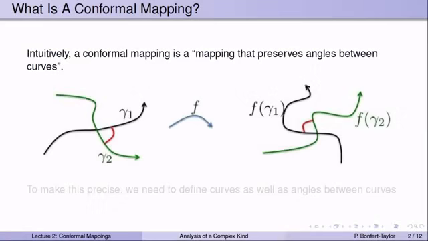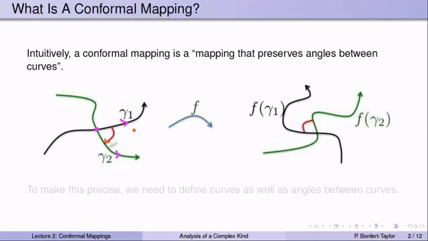What is a conformal mapping? Intuitively, it's simply a mapping that preserves angles between curves. What I mean by that is the following. Look at these two curves, gamma 1, and let's give it an orientation, and gamma 2. They intersect at this point that I drew right here, and if you look from this point in the direction of gamma 1 and then look over to where gamma 2 is, that gives an orientation to the angle between those two curves. That's the angle between the curves I'm talking about.